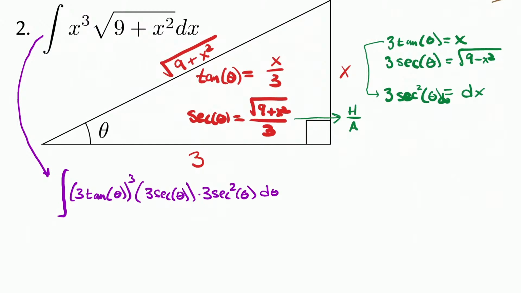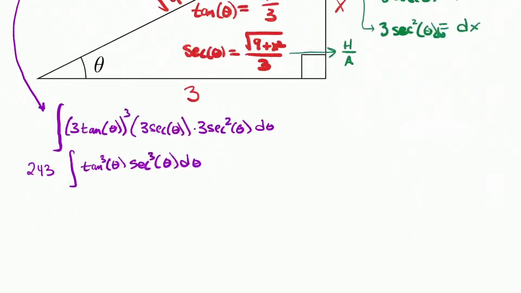Okay. I'm going to clean this up. If you don't mind, I'm going to factor out all the 3's and combine the secants. So this is going to be 3 to the 5th, which is 243, times the integral of tangent cubed times secant cubed. All right, now we've got to do some sort of substitution. And to do it, it would be nice if we could figure out what we're going to move over to be next to the d theta.